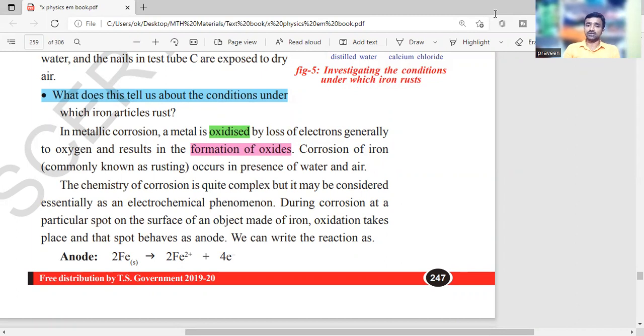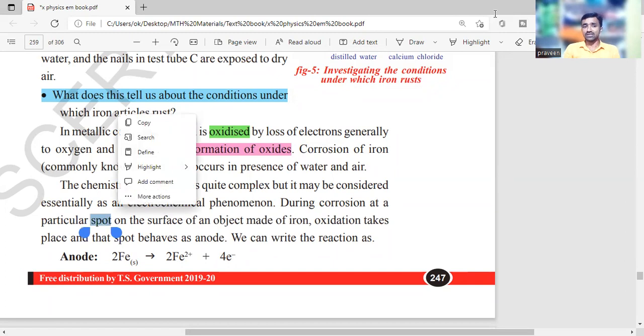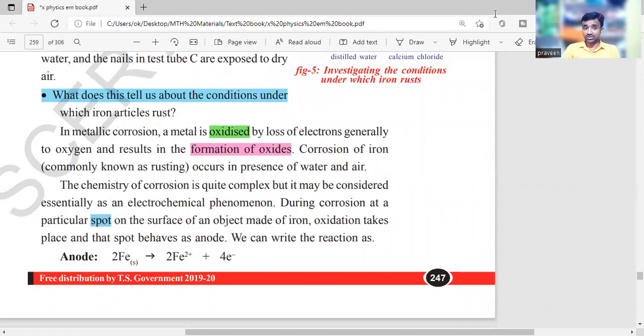Electrochemical phenomenon. During corrosion, at a particular region on the metal surface, ions can form. Oxidation takes place. What is oxidation? Oxidation and reduction can also be explained by another process: losing of electrons and gaining of electrons. So at one of the spots, oxidation will take place, that means it loses electrons.